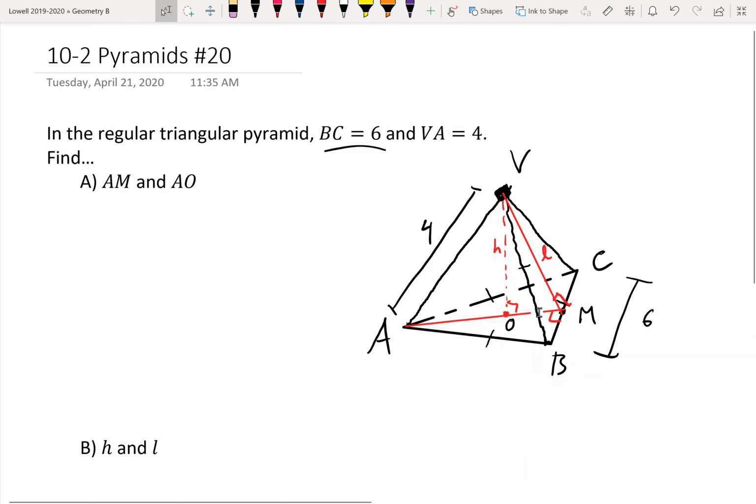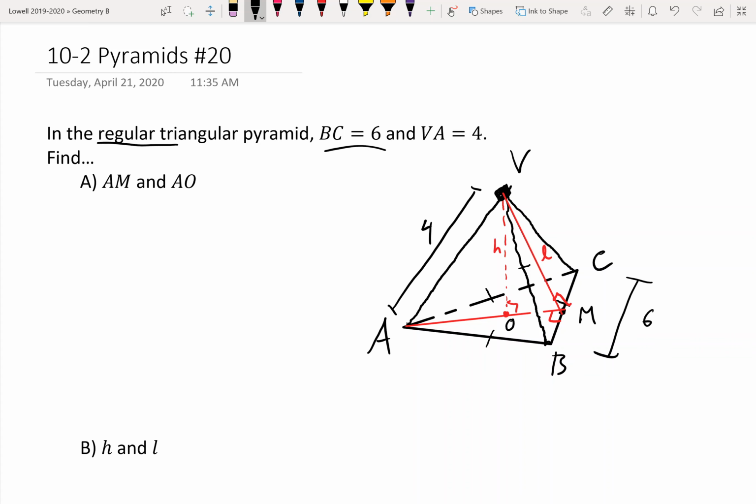Hopefully you see that. And notice here that it is perpendicular. AM is perpendicular to BC. And then AO is a portion of that. So where is O? Well, O is from the vertex of this pyramid down to the base of the pyramid. And we want to take a good look at what we know about this pyramid.